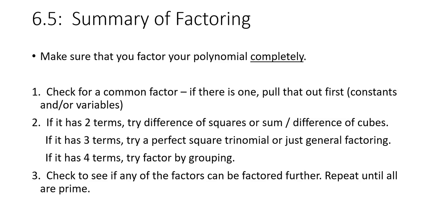And then the third one says, check to see if any of the factors can be factored further. So if you have an x squared minus 4 as one of your factors, you can continue factoring that as a difference of squares. It says repeat until they're all prime. If you go to do one of these factoring problems and you can't factor it at all, then we just say that the factors are already prime, there's nothing I can do. It's like saying, give me all the factors of 7. Well, 7 is a prime number. 1 and 7 are the only factors of 7.